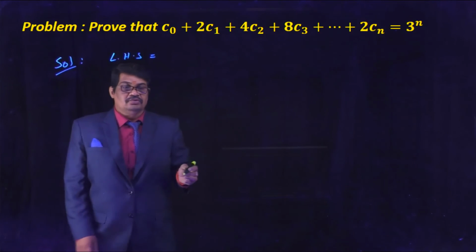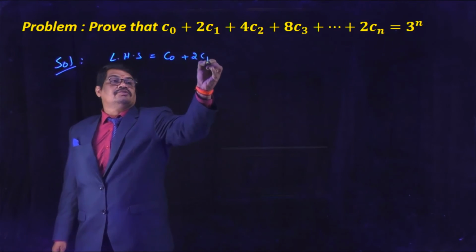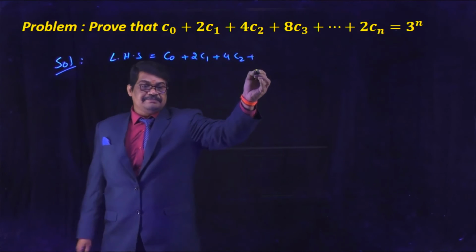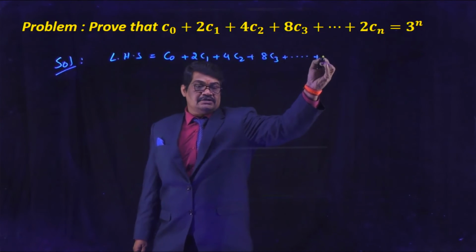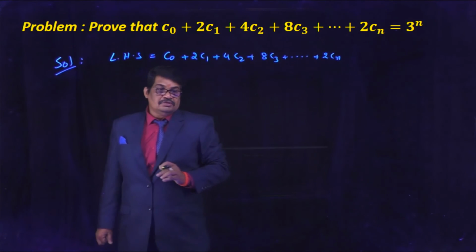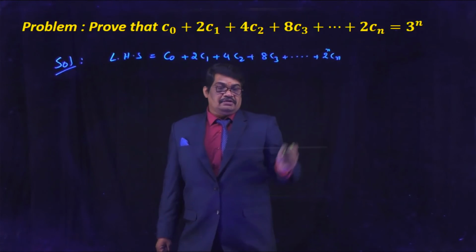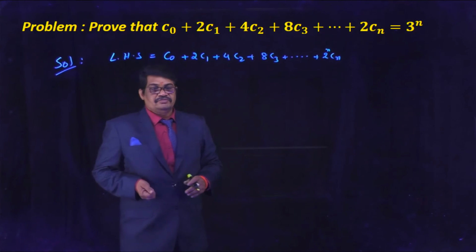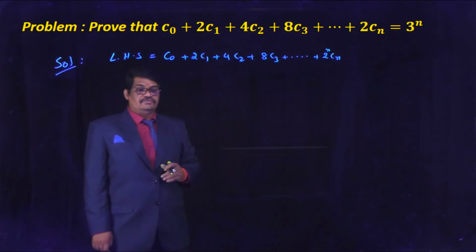LHS is equal to, what is given, c naught plus 2 into c1 plus 4 into c2 plus 8 into c3 and so on, plus 2 to the power of n into cn. That is our given LHS. Now we have to prove that this LHS value is 3 to the power of n.